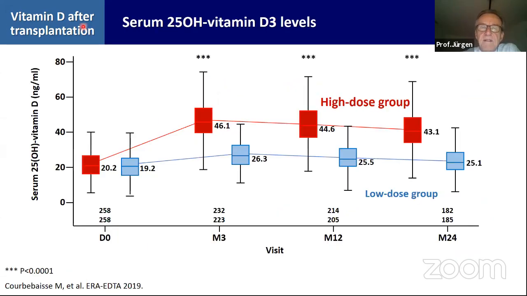It worked nicely. This is serum 25-hydroxy D3 levels. The low dose group stayed around 20 to 25. The high dose group increased from 20 to 46 and then stayed high-ish. So they nicely separated the two groups.